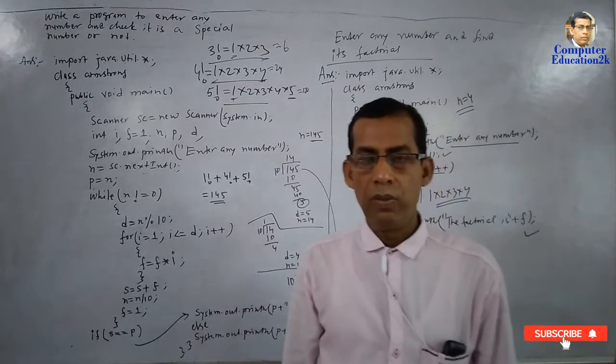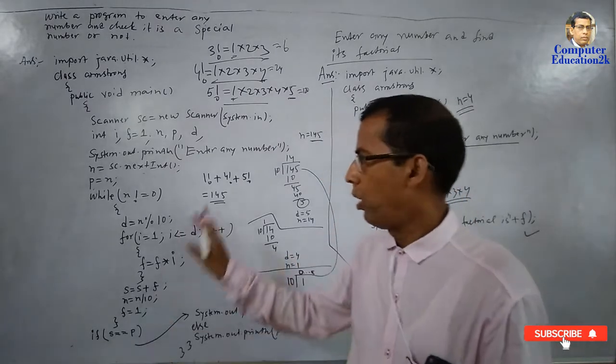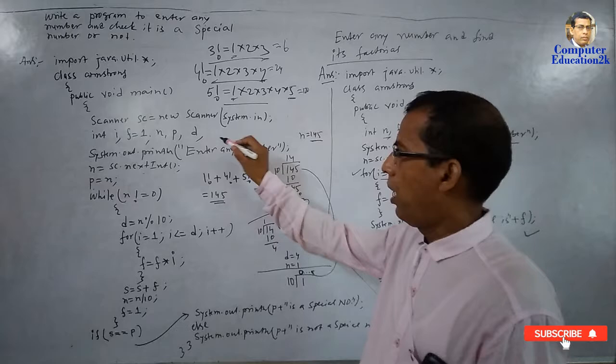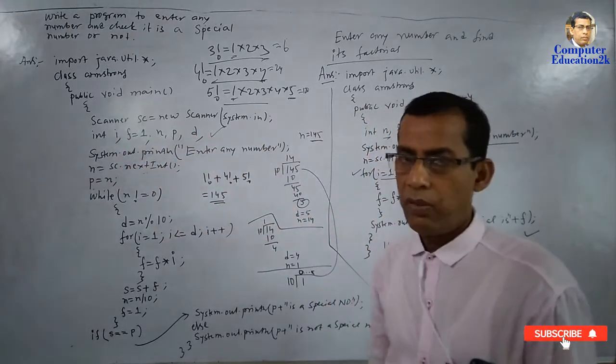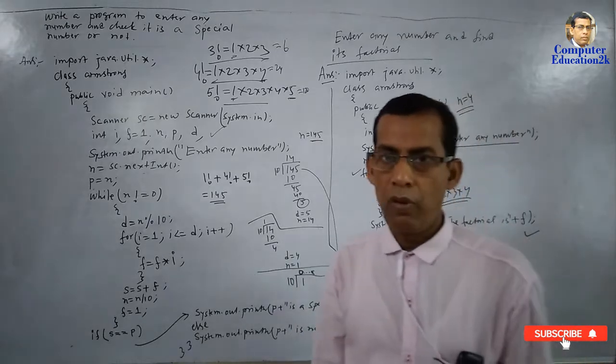So we will take 145 and I will explain this program. Here I have taken variables 1, 2, 3, 4, 5, and i for the loop. Just now you have seen, you have to make a for loop.